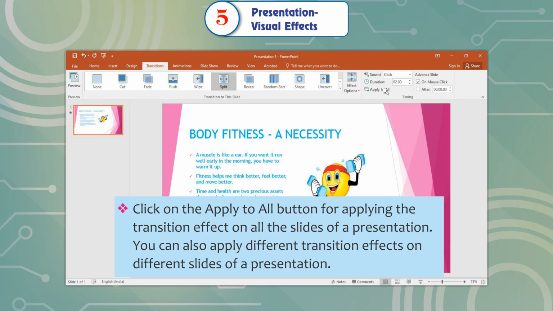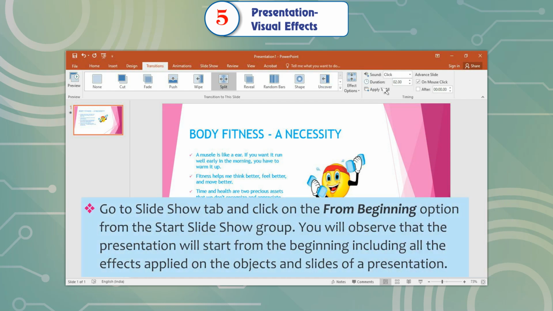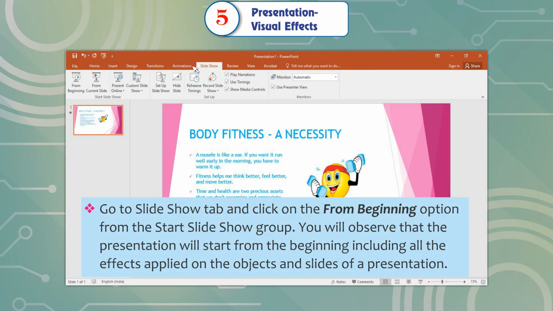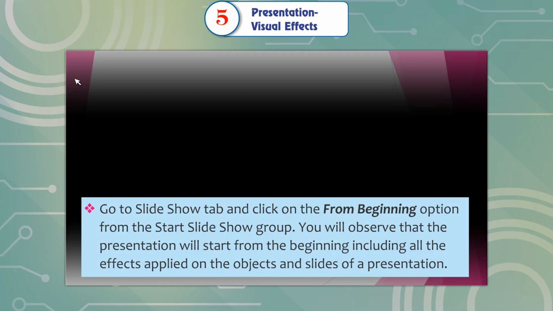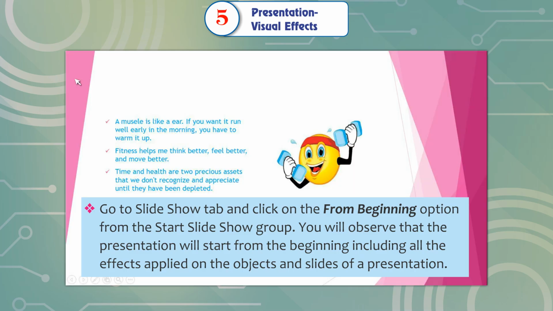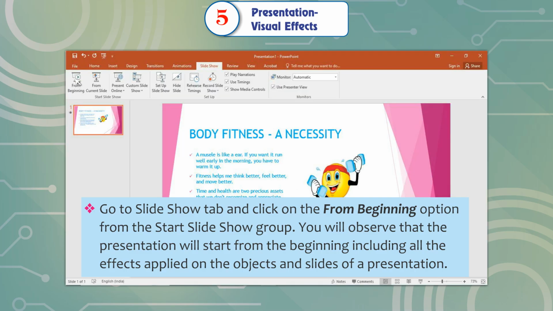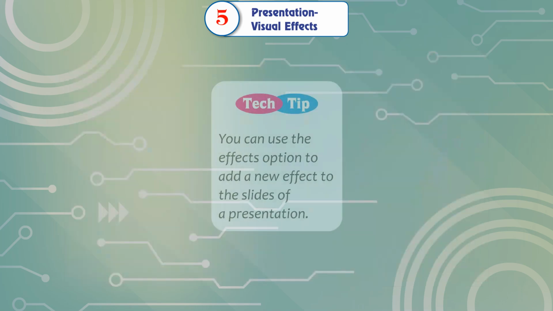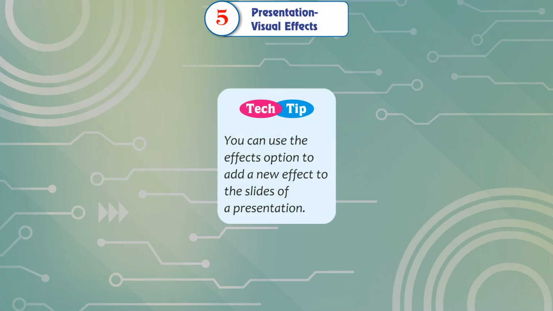You can also apply different transition effects on different slides of a presentation. Go to Slideshow tab and click on the From Beginning option from the Start Slideshow group. You will observe that the presentation will start from the beginning, including all the effects applied on the objects and slides of a presentation. Tech tip: You can use the Effects option to add a new effect to the slides of a presentation.